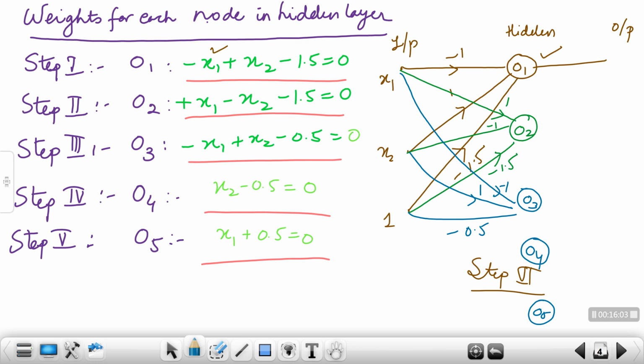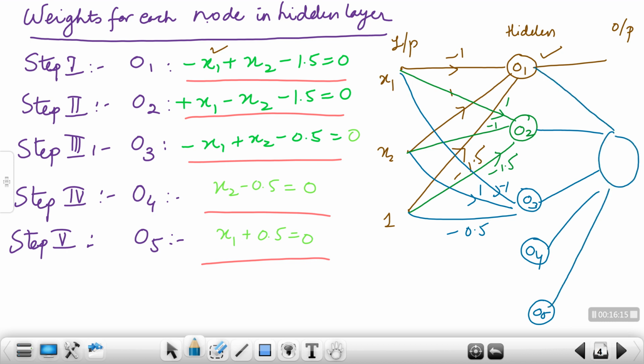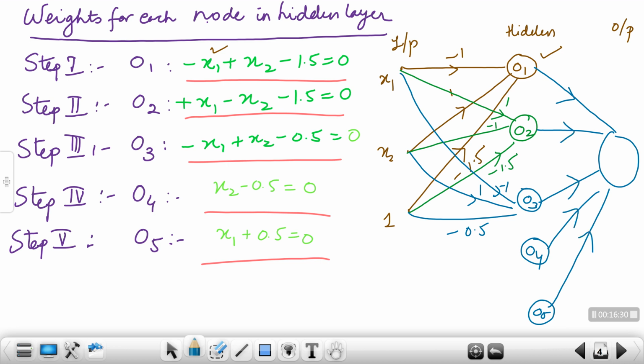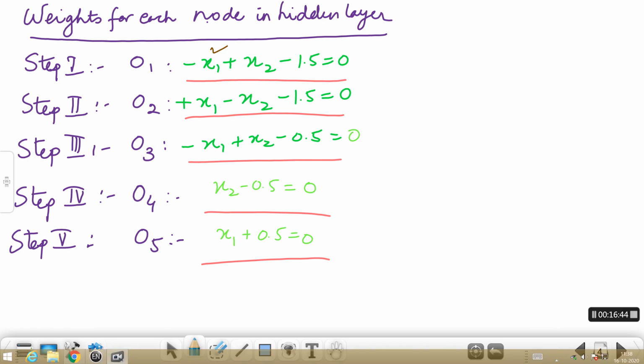Then the main part is how these nodes are connected to the output layer. While connecting to the output layer, what shall be the weights? That is the question. Now we will find the weights for each node in the hidden layer, meaning from the hidden layer to the output layer, what weights have to be connected. From the input layer to the hidden layer, the weights come from the equations that you already know. But from the hidden layer to the output layer, we shall see now what the weights should be.